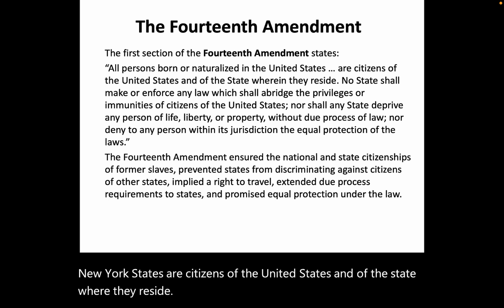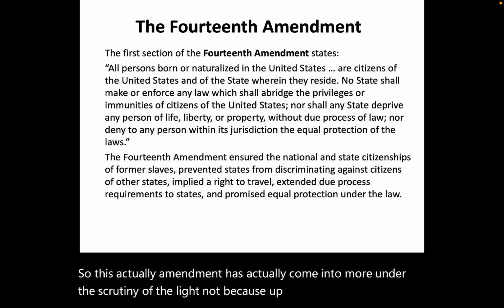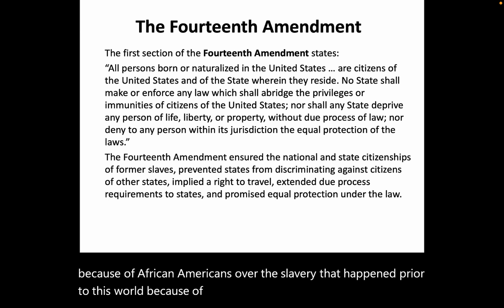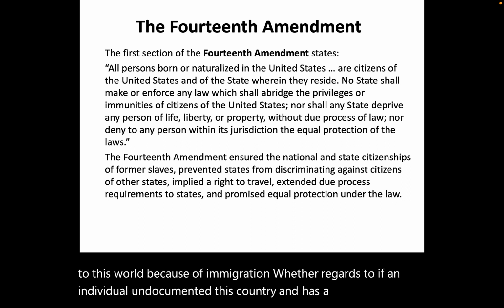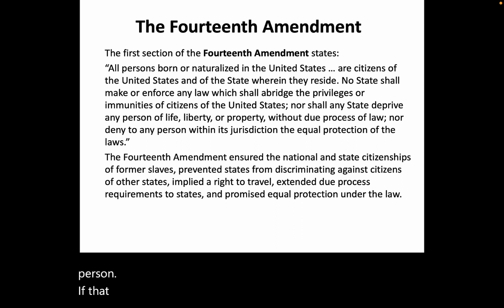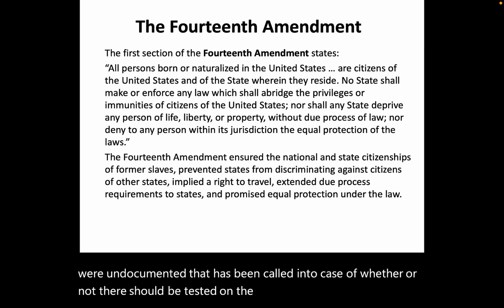This amendment has come under more scrutiny in today's age, not because of African Americans or the slavery that happened prior to the Civil War, but because of immigration. If an individual is undocumented in this country and has a child here, is that child a natural-born citizen, even though the parents were undocumented? That has been called into question as to whether it should be tested under the 14th Amendment.